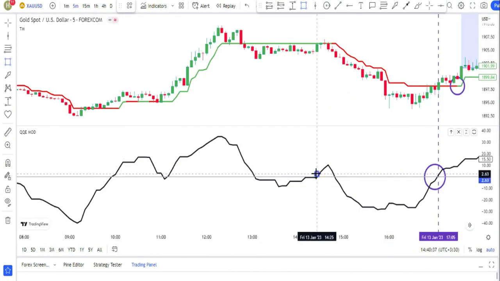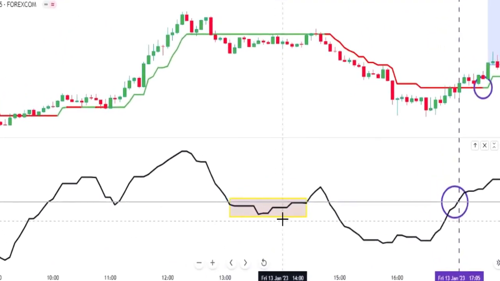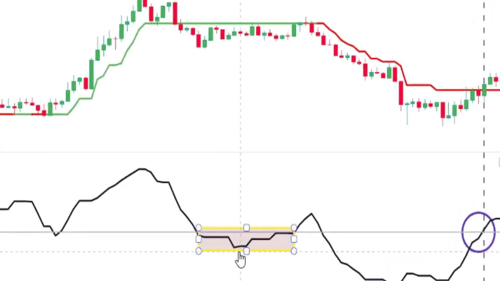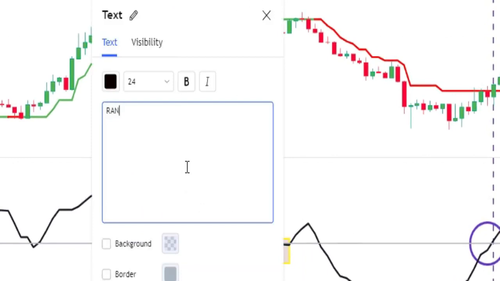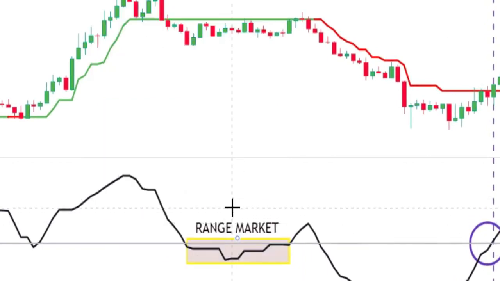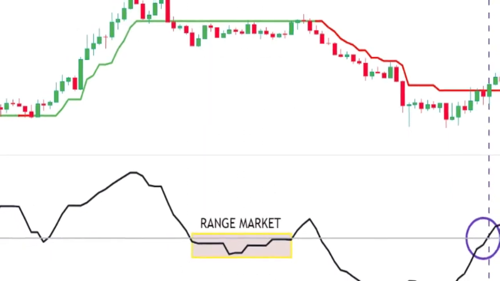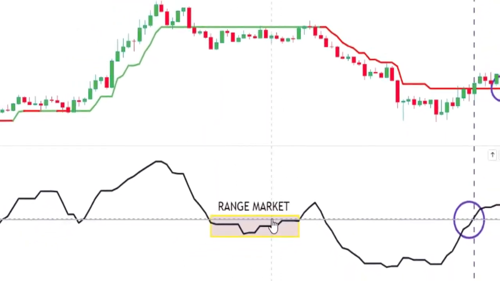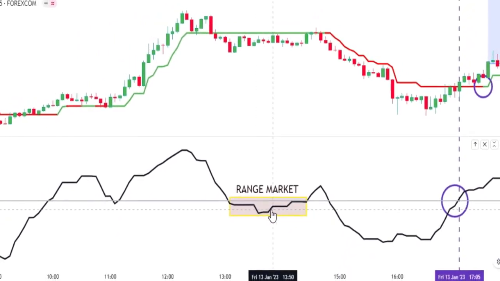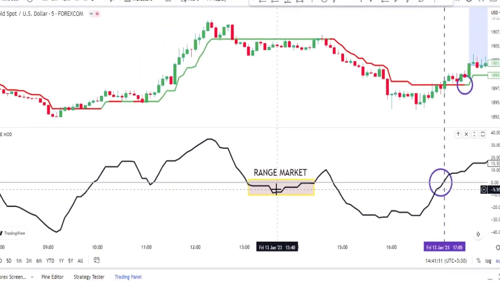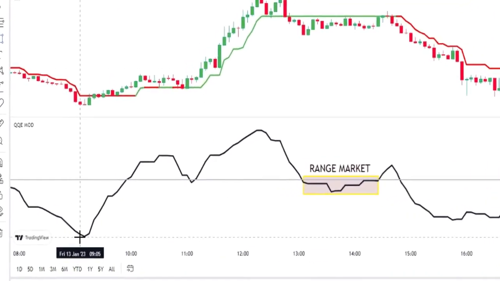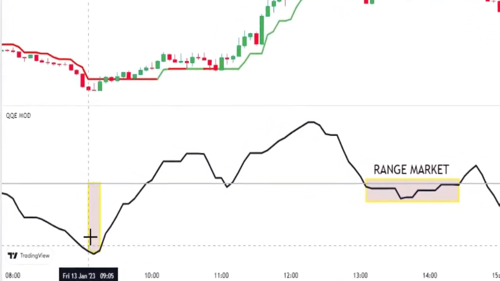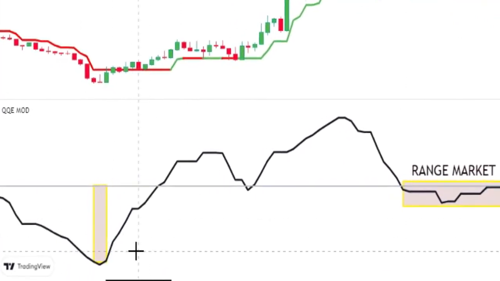A great thing about the QQE mod indicator is that when the QQE line moves horizontally near the 0 line, it indicates a sideways market. Therefore, when the QQE line moves near the 0 line, the signals issued by the QQE line are not valid. The signals are valid when the QQE line has a proper distance from the 0 line before crossing.